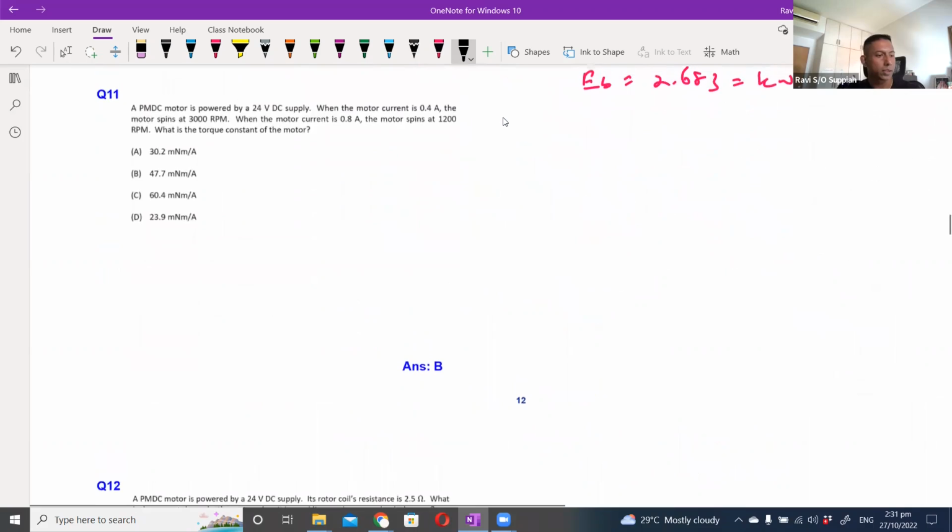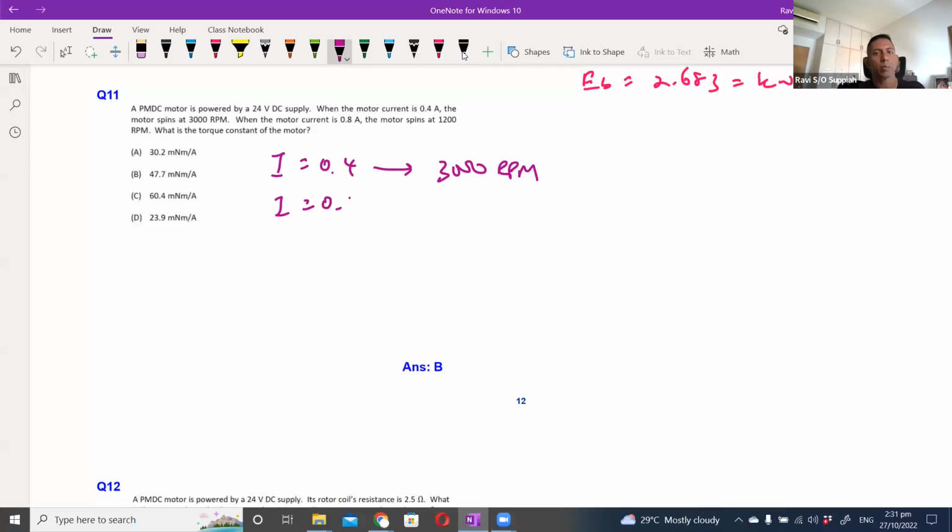So the next question. In this next question, we are given that the voltage is 24 volts. When the motor current is 0.4 ampere, the motor spins at 3000 RPM. So when I is 0.4, we know we're running at 3000 RPM. When the current is 0.8, we're running at 1200 RPM. So what is the torque constant of the motor?